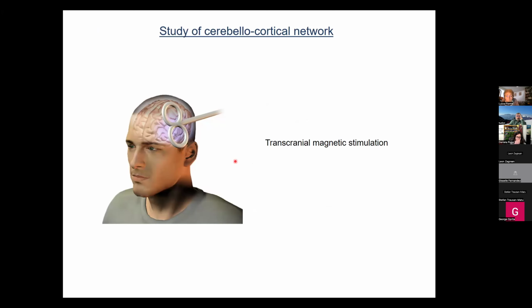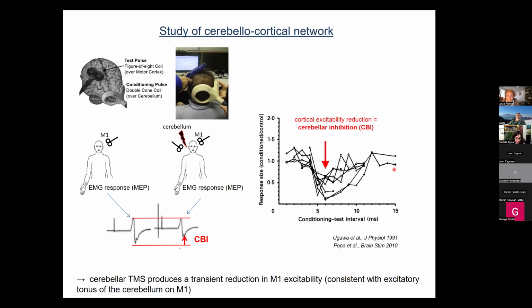So we saw that there are abnormal activities in different structures, but how is the cerebello-cortical circuit normal or abnormal? To study the cerebello-cortical network in humans, we can use transcranial magnetic stimulation. So how does it work? We can stimulate the cortex, the motor cortex, and then we look at the EMG response in a muscle, and then we can record this EMG response, the motor evoked potential.